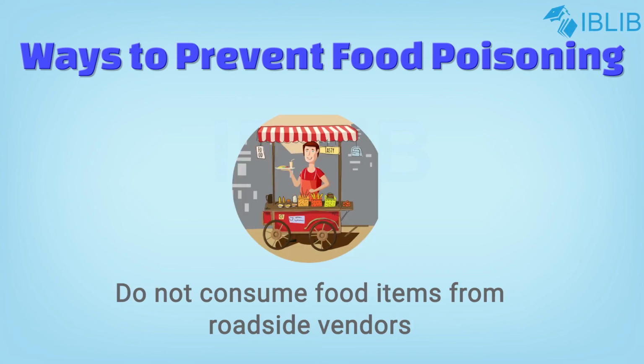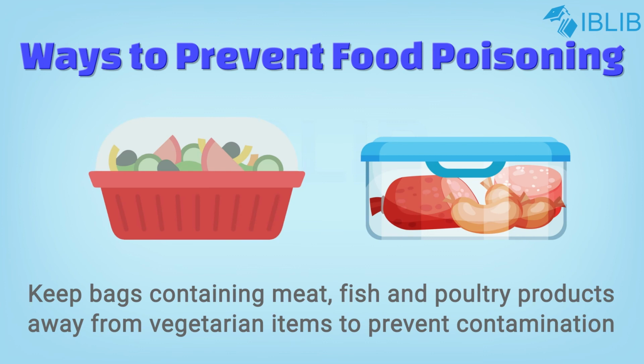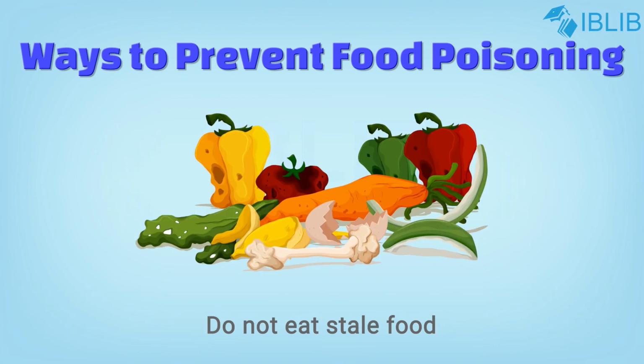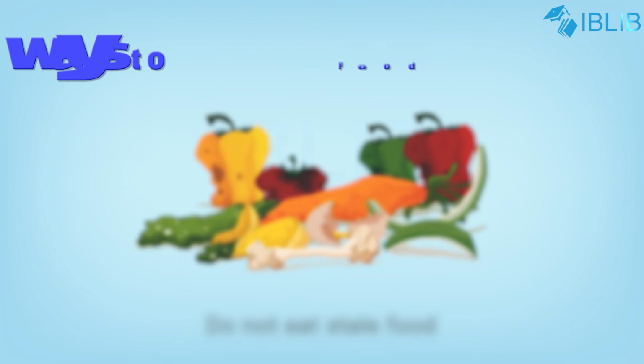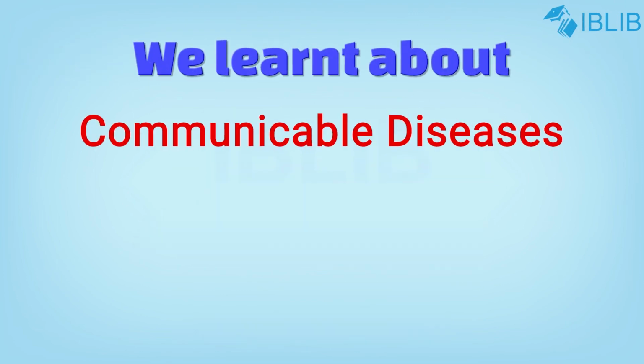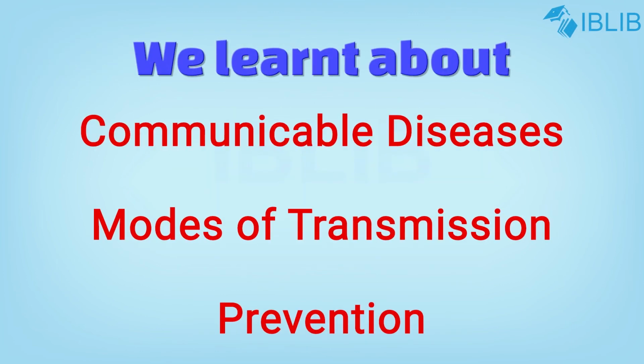Do not consume food items from roadside vendors. Keep bags containing meat, fish and poultry products away from the vegetarian items to prevent contamination, and do not eat stale food. So this was all about communicable diseases, their modes of transmission and prevention.